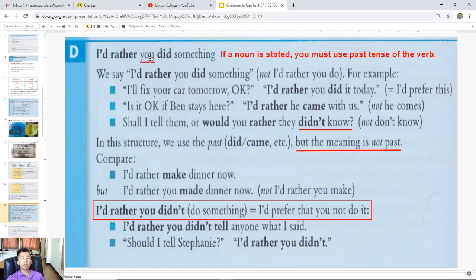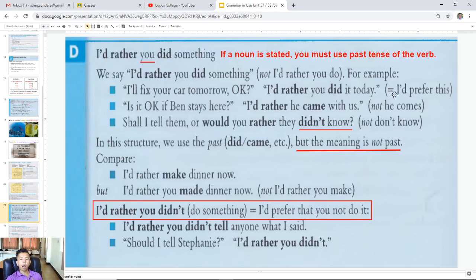So when you use this structure, where you're telling somebody your preference of what you want them to do, you have to use the past tense of the verb. Notice, I'd rather you did something, not I'd rather you do something. So, look at this example. I'll fix your car tomorrow, okay? I'd rather you did it today.